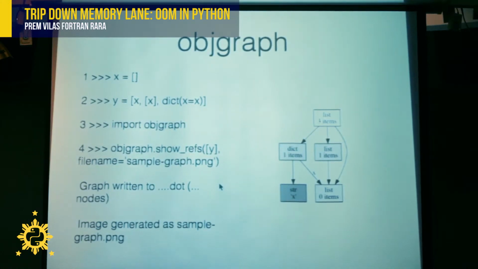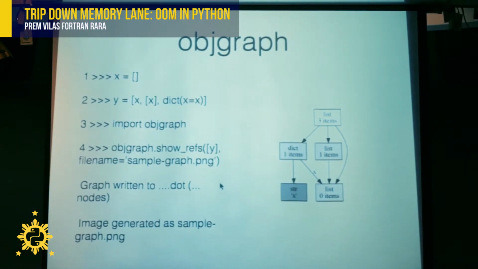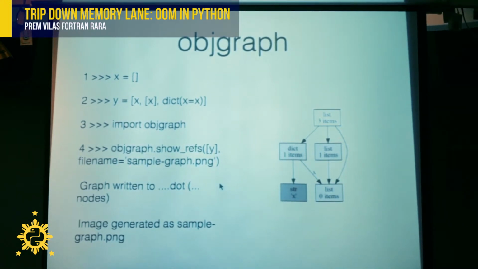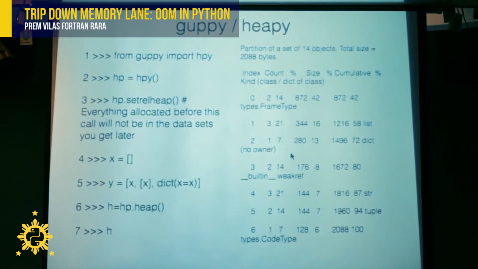Second tool, objgraph. This is a very straightforward example. In line number one, we have an empty list. In line number two, we have a list consisting of 3 items. The first item is the empty list. The second item is the list with the empty list. And the third item is the dictionary with a key string x, and the value is the relationship of your objects. This one will allow you to deep dive on your heap memory.